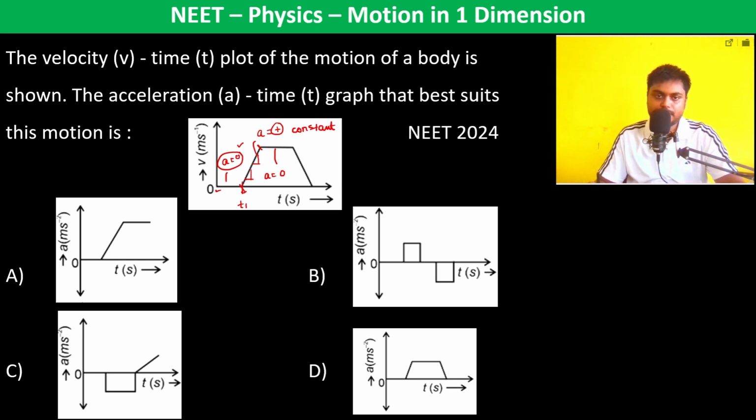And towards the end, since the velocity is decreasing at a constant rate, the acceleration is again negative, and since the slope is the same, since it is a straight line, it's negative constant. So again, acceleration is 0 here, positive constant here, 0 here, negative constant.